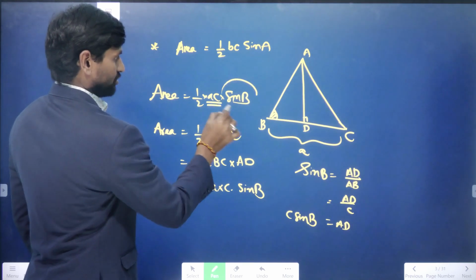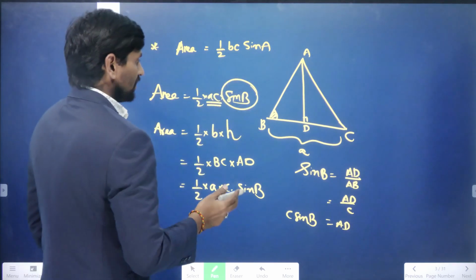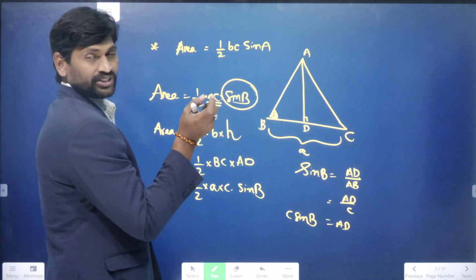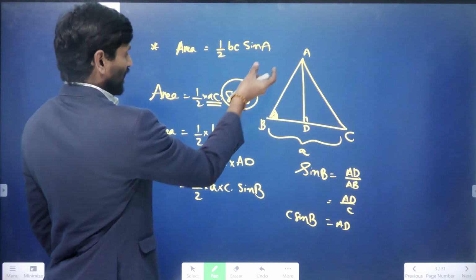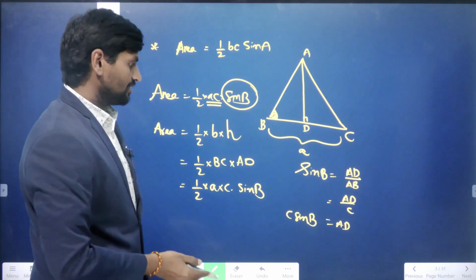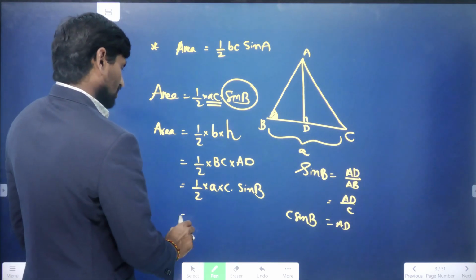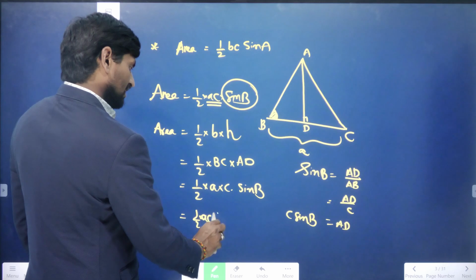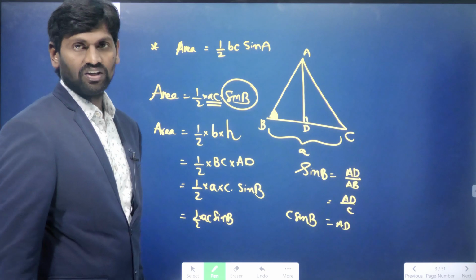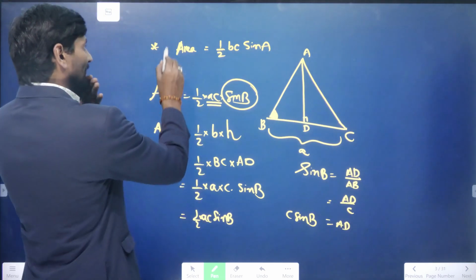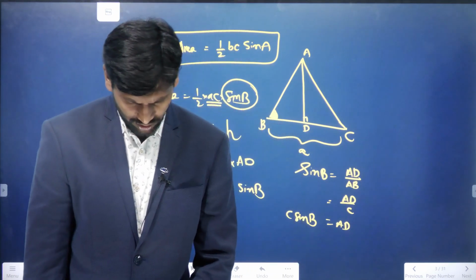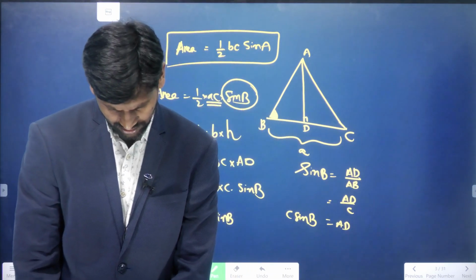If AC is there, we should take sin B. That means I have taken that acute angle here at B. That means we can use any one of the formulas: half BC sin A, or half AC sin B, or half AB sin C. Anything we can use. By using this formula, area is equal to half AC into sin B, because at B I am taking the acute angle. So this is one of the formulas. Clear? Let us go to the next formula.